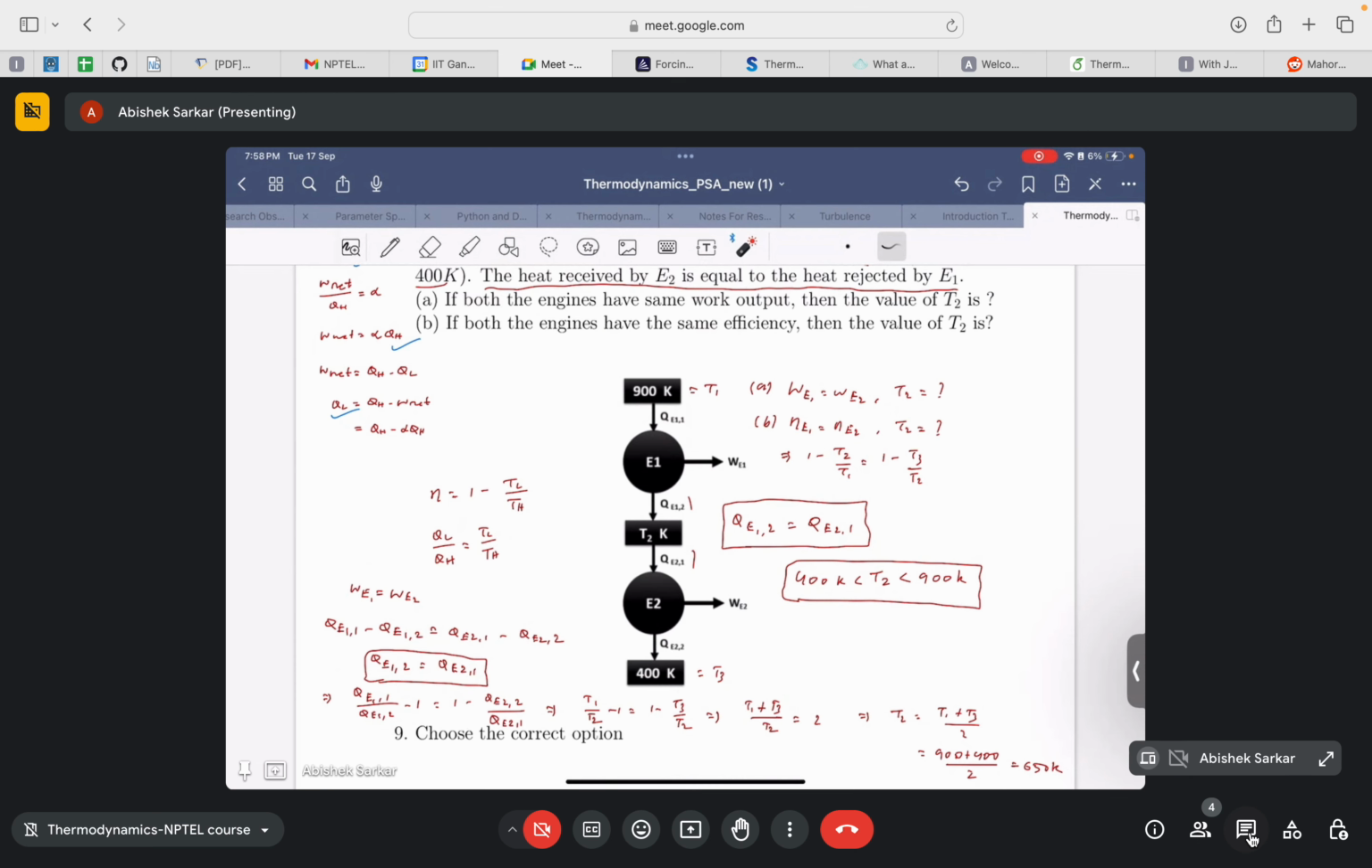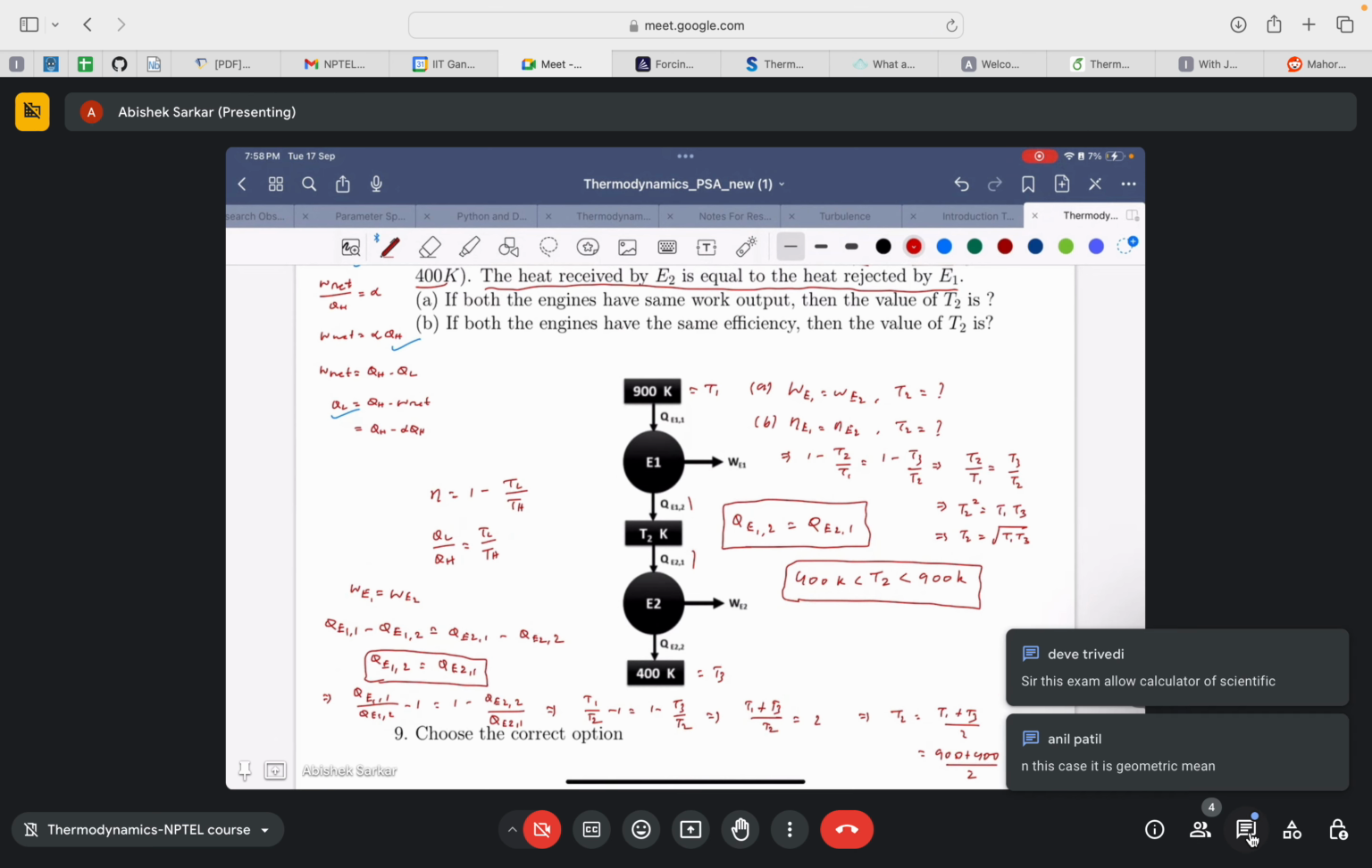Okay, so if we continue with this equation, the 1 will get cancelled out, so you will get T2 by T1 equal to T3 by T2, or T2 squared equal to T1 times T3, or T2 would be equal to the square root of T1 and T3. Yes, it is the geometric mean. Yes, it's 600.